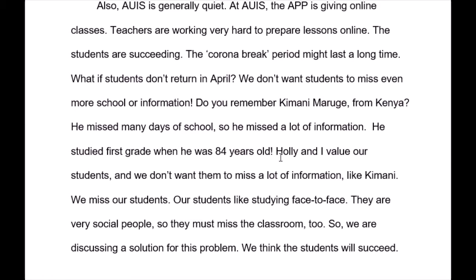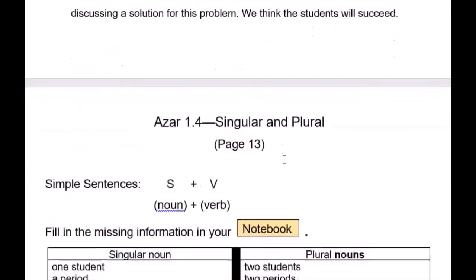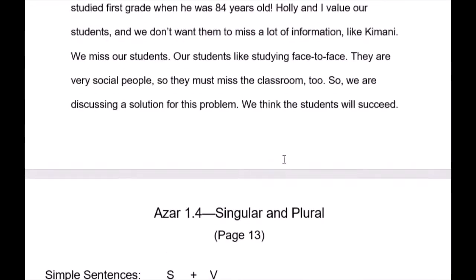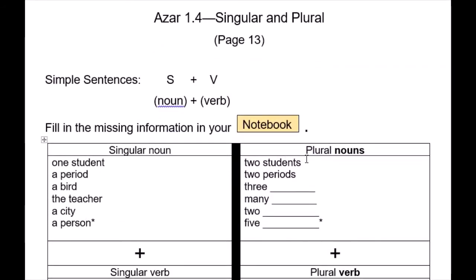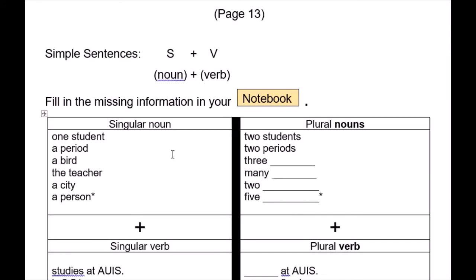You can pause the video to do that. Okay? So, to practice singular and plural nouns, I'm using examples from the reading, and we are going to fill in the information in your notebook.